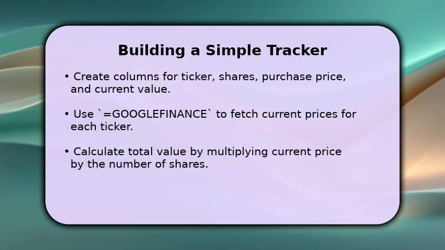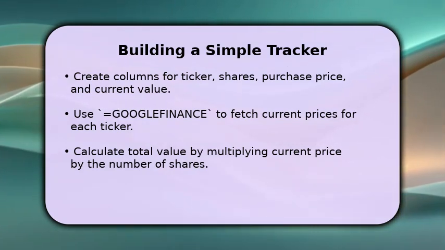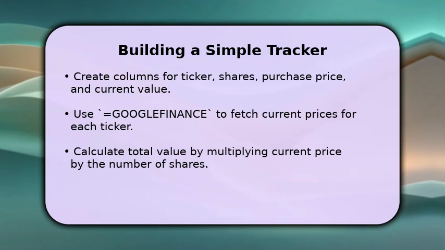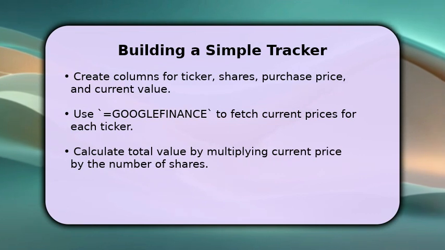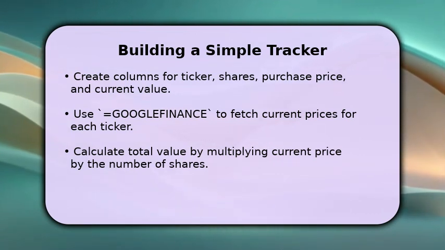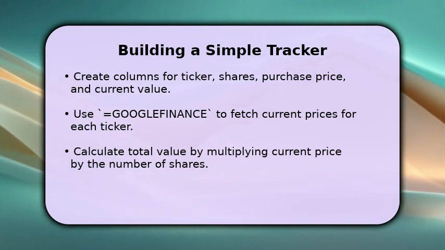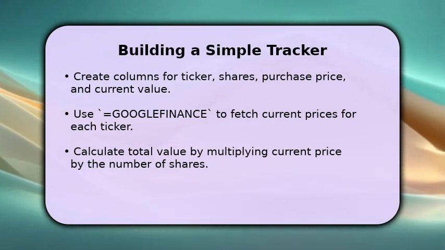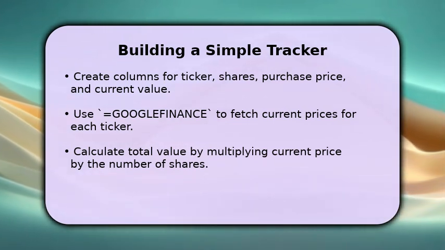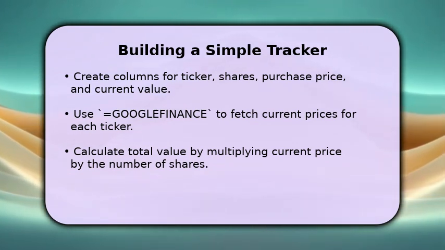To build a simple portfolio tracker, set up columns for your stock tickers, the number of shares you own, and your purchase price. In a separate column, use the equals Google Finance function to automatically update the current price for each stock. Then, multiply the current price by your number of shares to see the real-time value of your holdings. This method provides a dynamic overview of your investments, updating automatically.